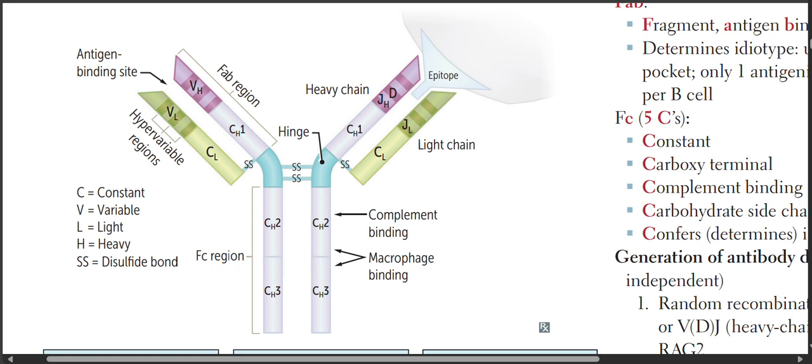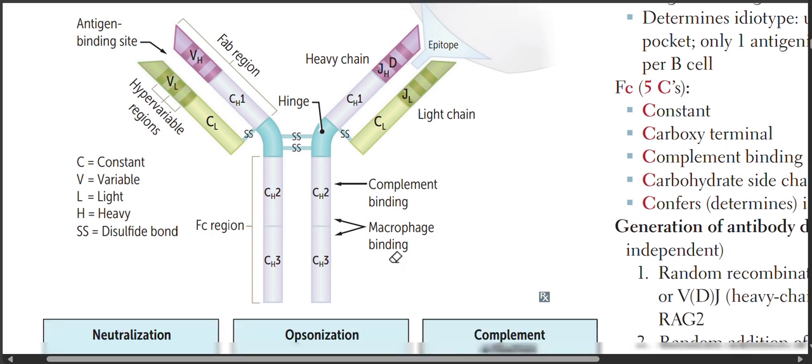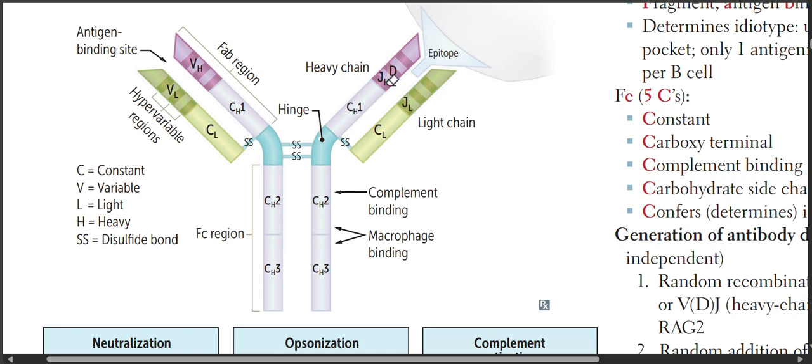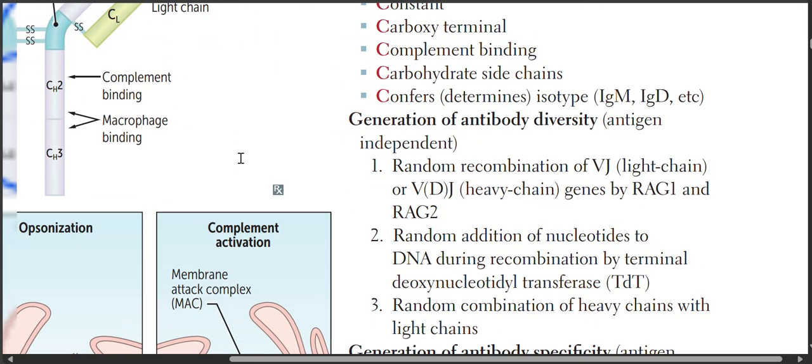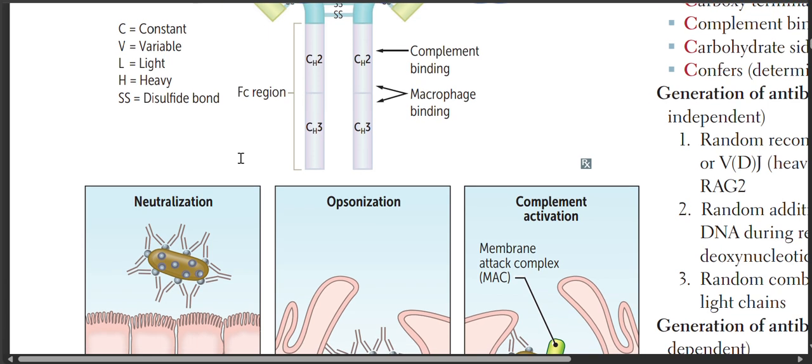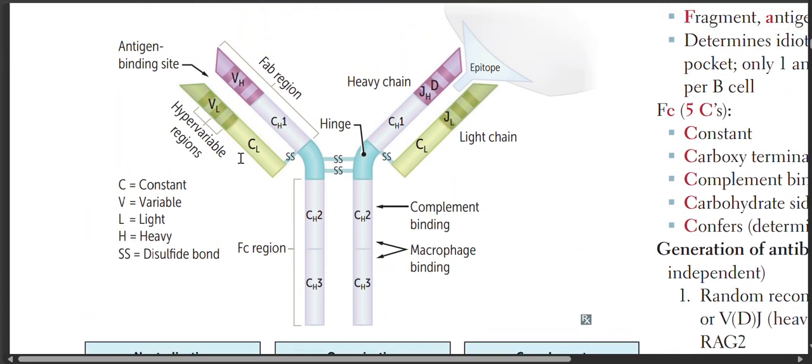Now you also need to remember that the top part, this entire part, is the heavy chain, and the parts at the end or towards the side are called the light chains. So if you know that, then you really don't need to remember all of these other things. So any questions about the structure of the antibody?